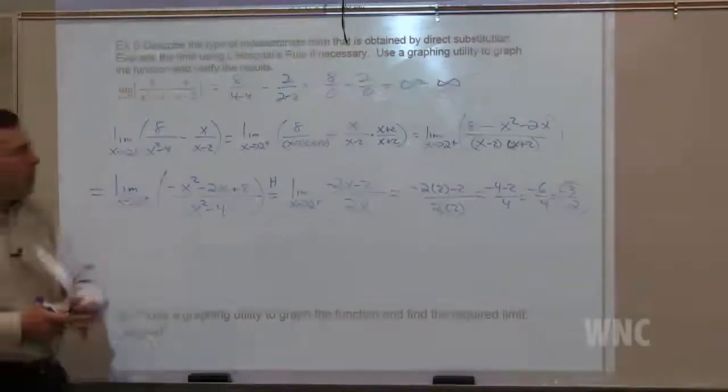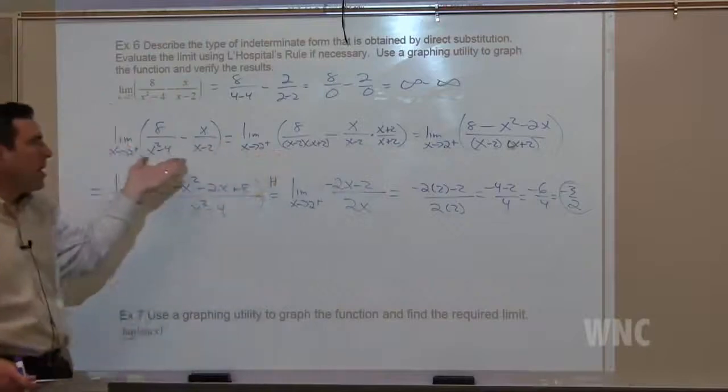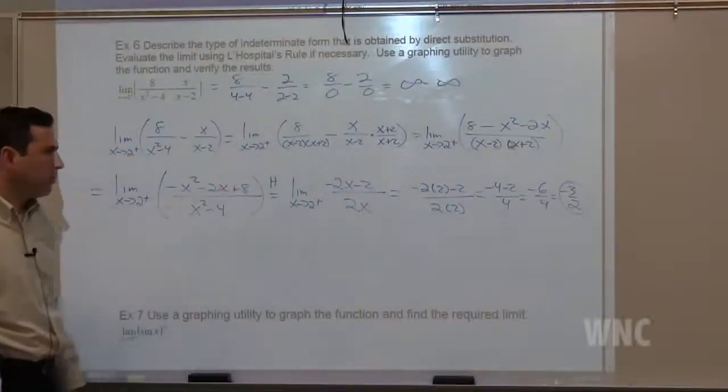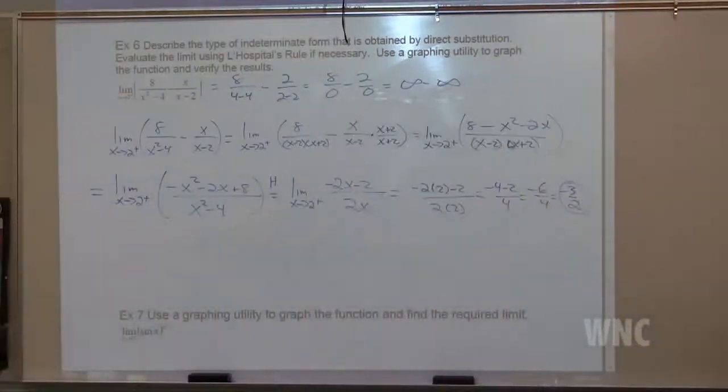So it was a little confusing. Oh, what do we do with this negative infinity or infinity minus infinity? What do we do with that? Well, go back and use algebra to make them one term so you have something over something else. Move on to example 7 then.